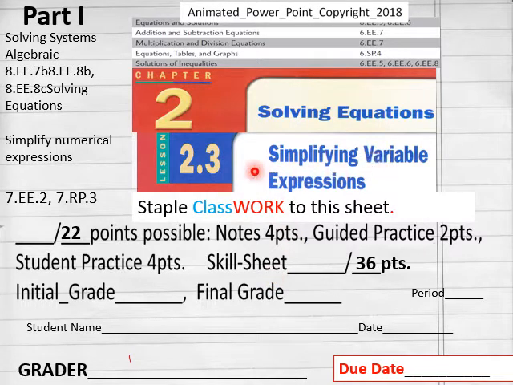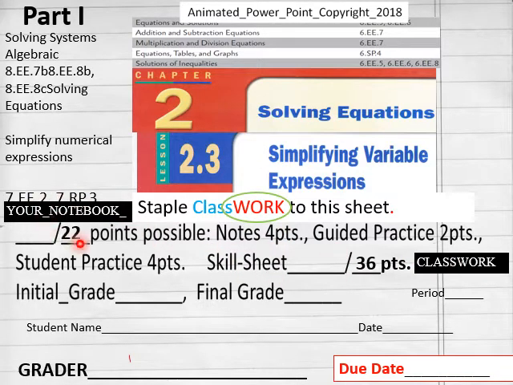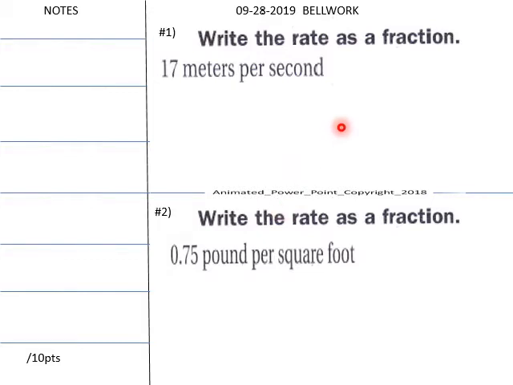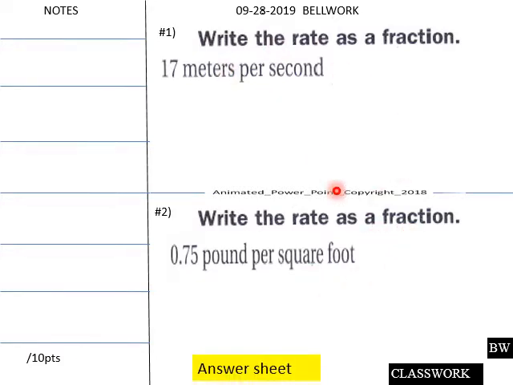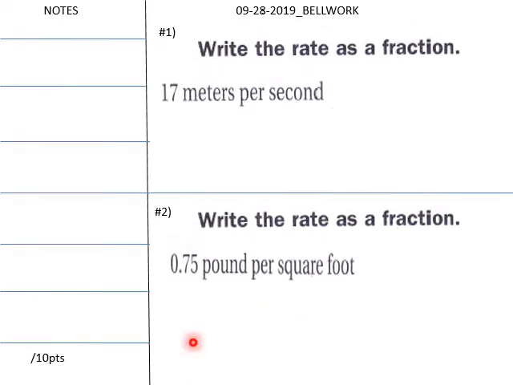Simplifying variable expressions today. We have a 36-point skill sheet for our classwork, and then we got 22 points worth of notes to take. Here are our standards, our objective, and then here's our bell work. Students, write these rates as a fraction, both of these as a fraction. Teachers, give your students about 5 minutes.